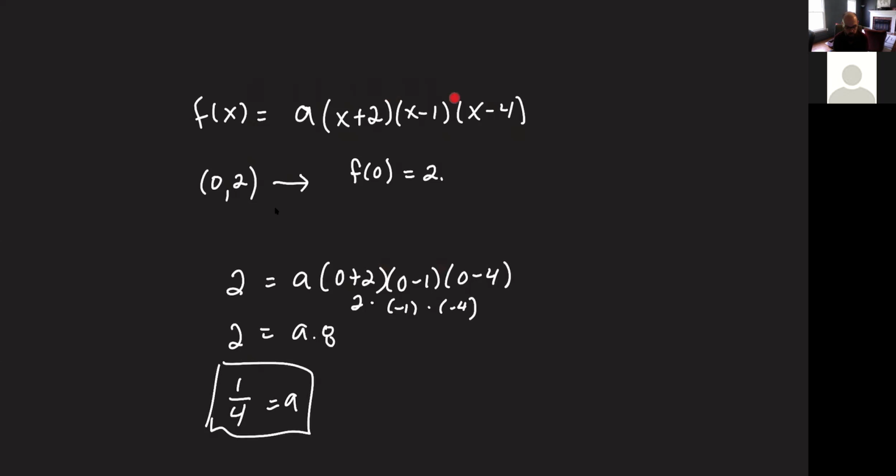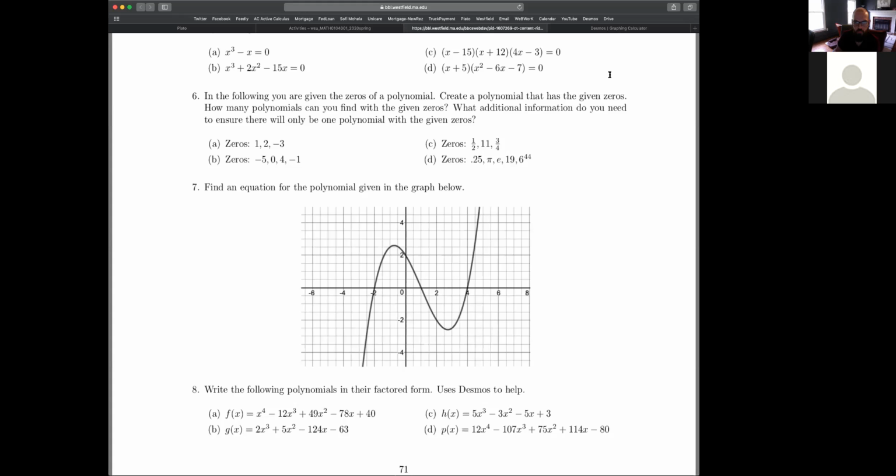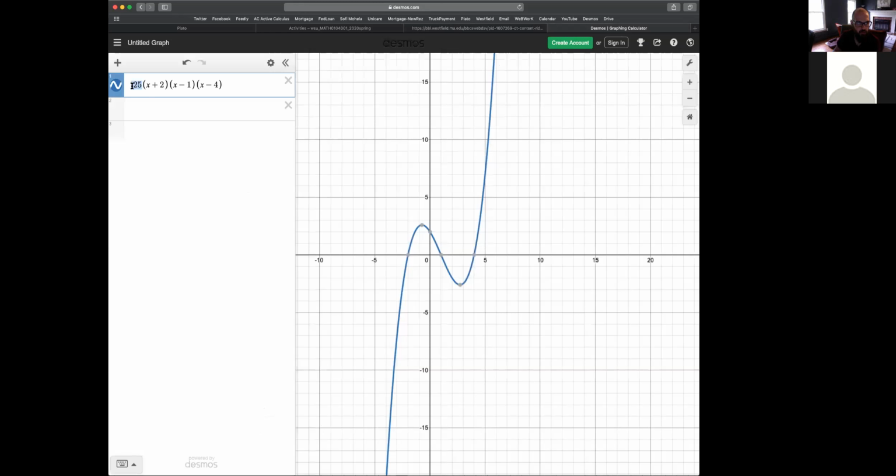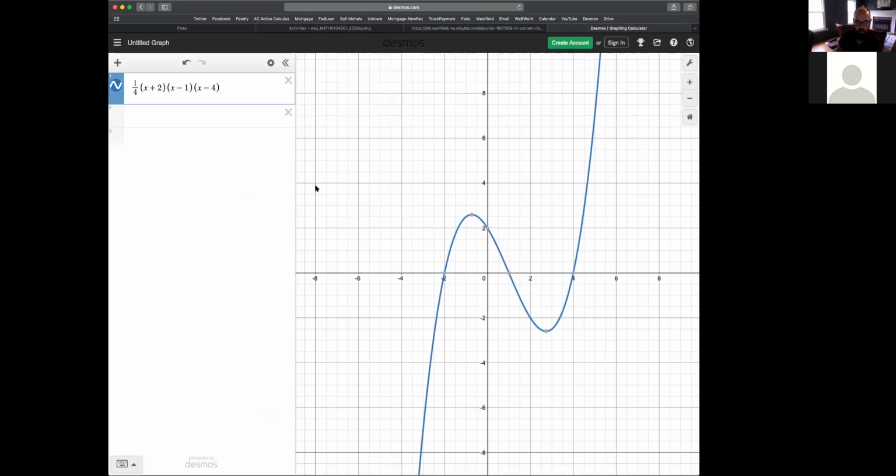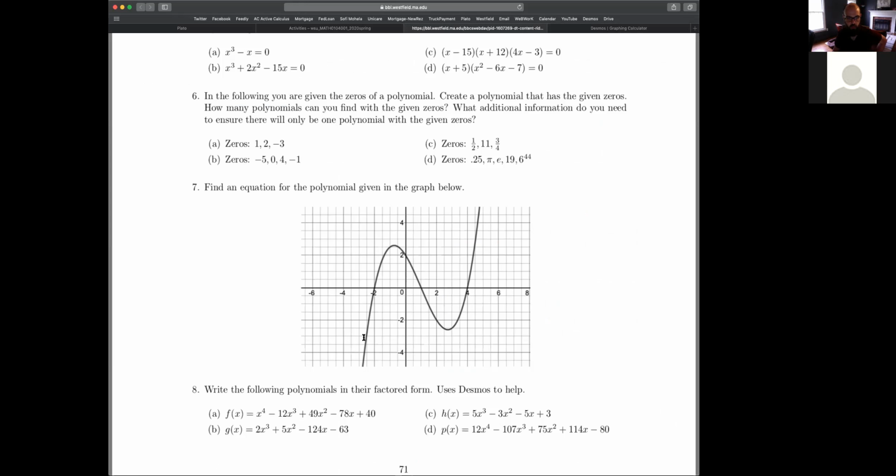Remember, we didn't know exactly what our multiplicities were. Those weren't given to us; we sort of inferred that. But once we set up that structure, we were able to take one additional point, and that gave us our leading coefficient. Coming over here, 0.25 is the same as 1/4. So if we wanted to write it out the way we had it, this equation, 1/4 times x plus 2, x minus 1, x minus 4, gives us this right here.